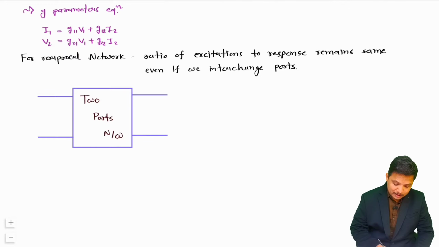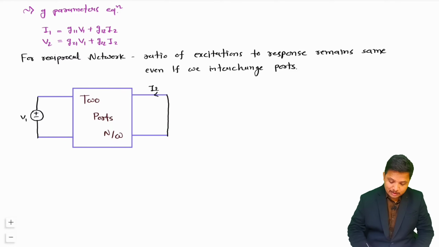Now with this two-port network, at port 1 I will provide excitation, and to provide excitation I will consider voltage source V1, and the response will be measured at port 2, and the response will be current I2. Now see here port 2 is short, so I can say V2 equals 0. So the ratio of excitation to response is V1 by I2. Here excitation is V1 and response is I2. Now see that should be the same even if we interchange ports.